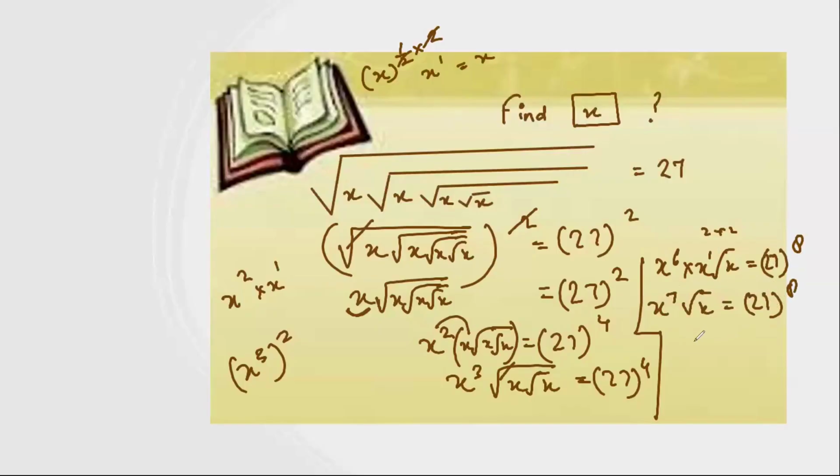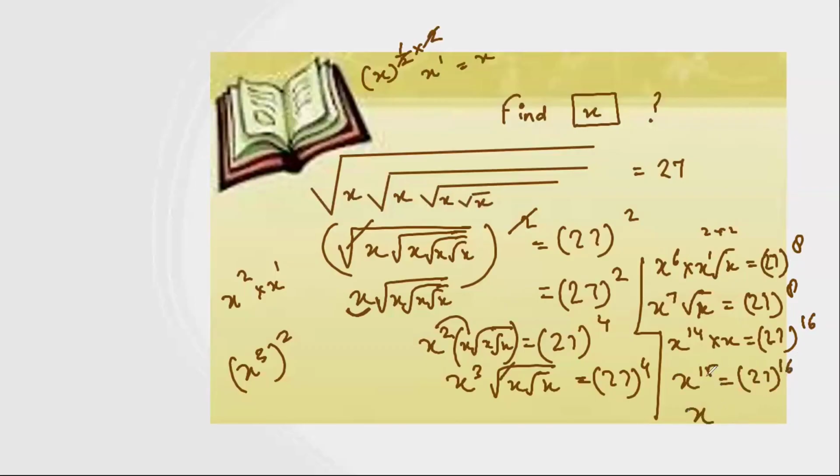Again, I have to do the square. So now when I do the square, it becomes 14, because square of 7, 7 multiplied by 2. And then that square also removes the square root of this. So you are left with this, and 27 raised to the power 8 multiplied by 2, which is 16. So x power 15 is equal to 27 raised to the power 16.